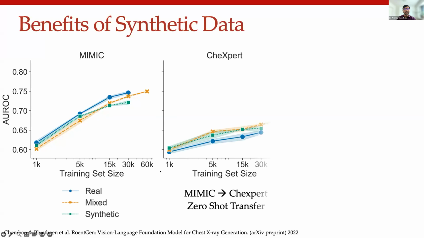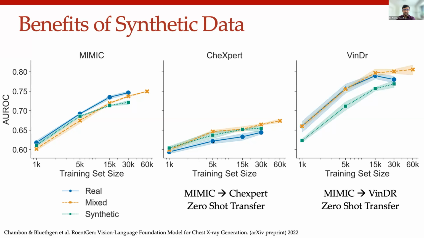But what was even more exciting was if we take the same model and transfer it to a different dataset. This is the CheXpert dataset. We know that most machine learning medical imaging models have issues with generalizability. When you train on one site, they don't necessarily transfer to other sites. But when we did this transfer, we noticed that the model trained on synthetic and mixed images always performed better than the model trained on real images. So in this case, synthetic data improved generalizability and had better out-of-distribution robustness. We saw similar findings on a different dataset too.